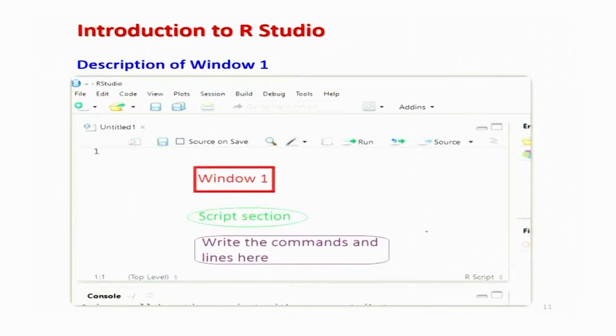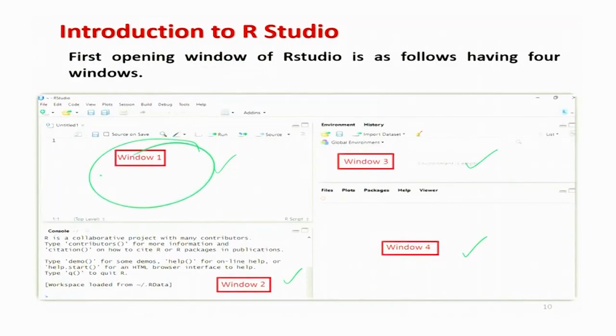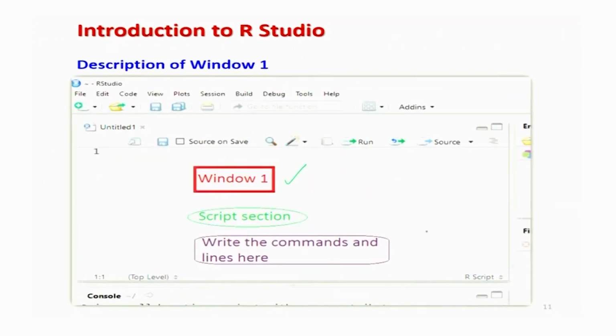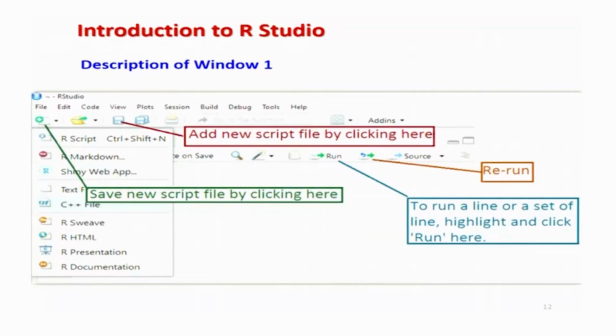So, now I can briefly tell you about window number 1, which is here. This window is essentially used to write the commands and the syntax, and this is essentially called a script, where you write down the script of your program, right. And in case you want to open a new file to write your script, you simply have to go to this button, and once you click here, you will see different types of options: R script, R markdown, shiny web, etc., right.